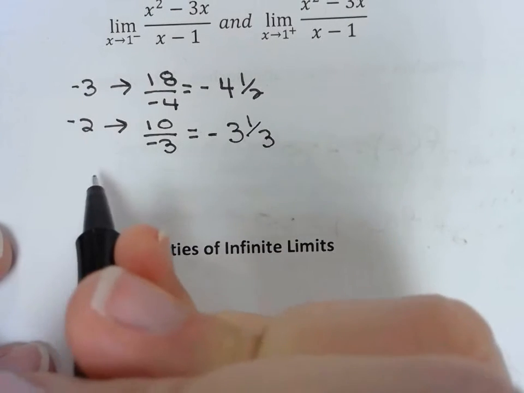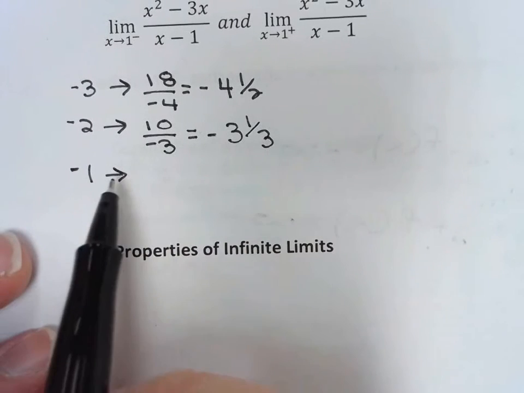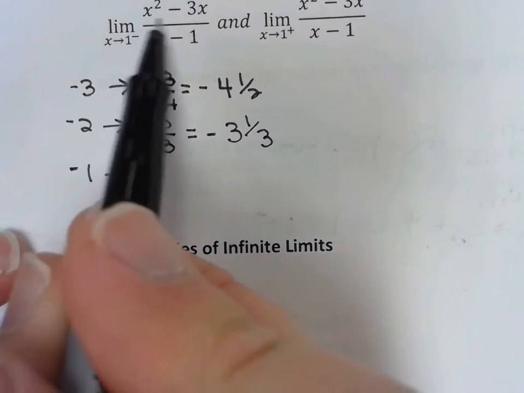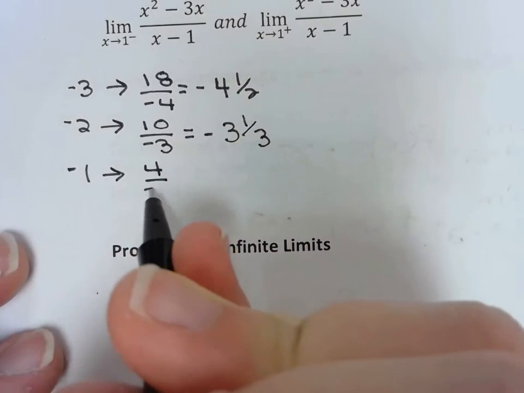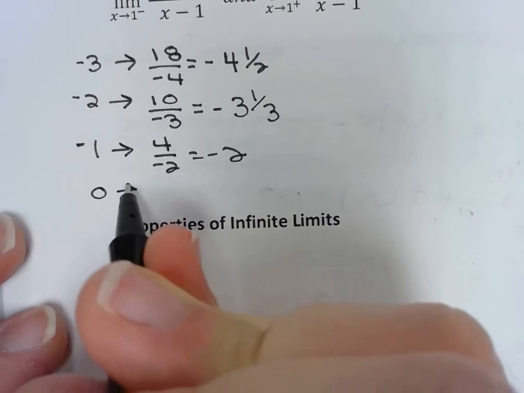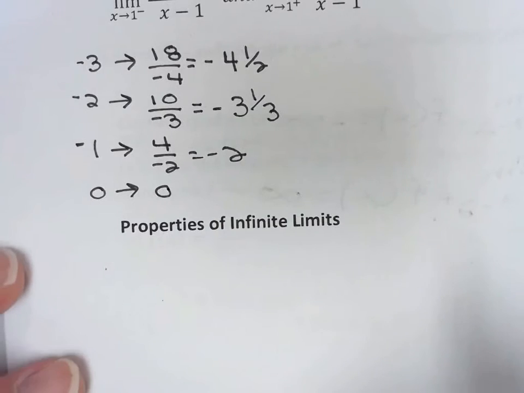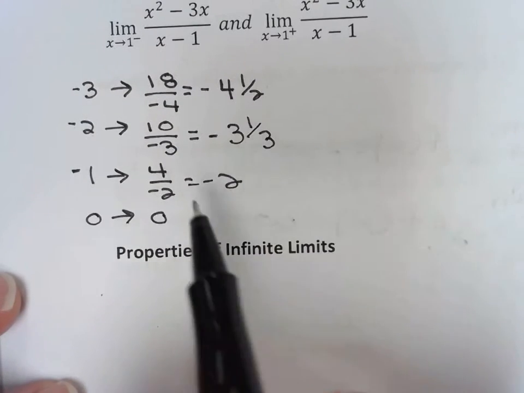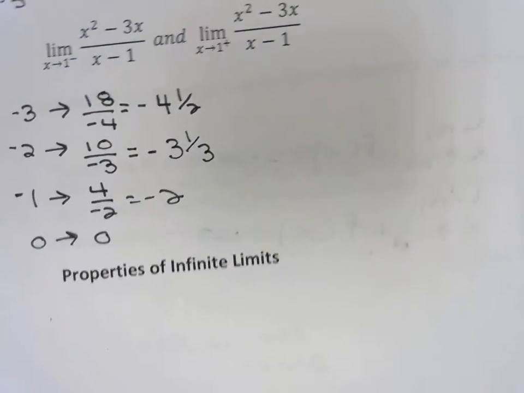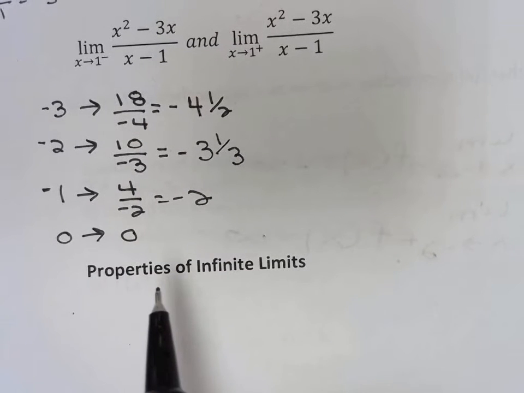If I plug in negative 1, that will give me 4 over negative 2, or negative 2. As I plug in 0, that will give me 0. That's good enough for now. Once again, it's not necessarily approaching infinity. Just by plugging in points, it looks like it's approaching 0.